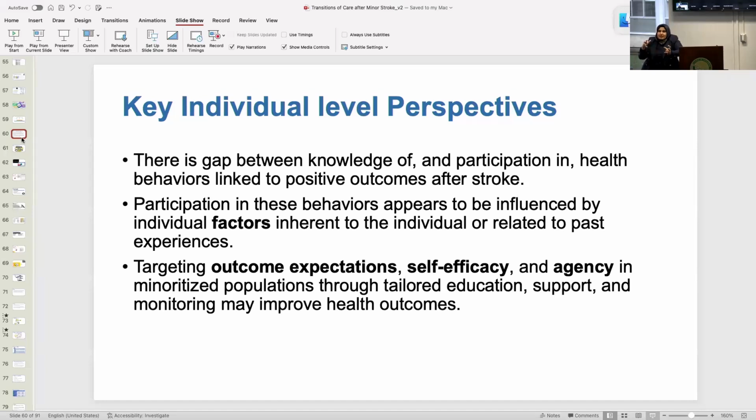So these factors, including the outcome expectations, self-efficacy, and agency, specifically in the minoritized populations where we have the most need, require tailored education, where we need that iterative design, where we have community members who tell us what's working when they're looking at something, what's not working, providing them the support at the bedside where they need it, with the family caregiver who's able to be linked in, and monitoring so that they don't feel like you've abandoned them.